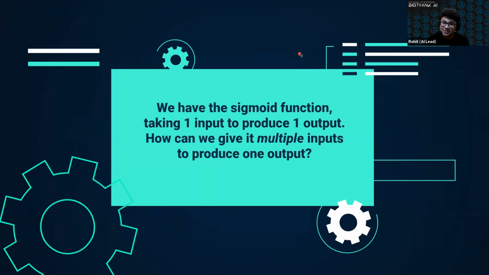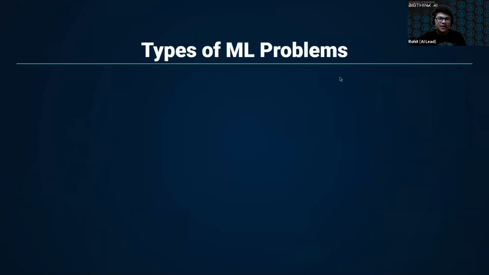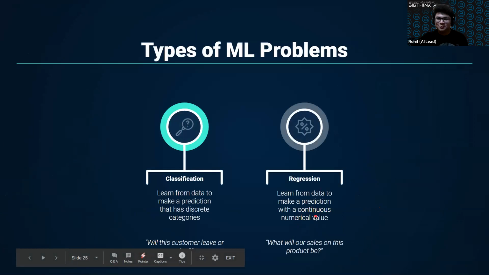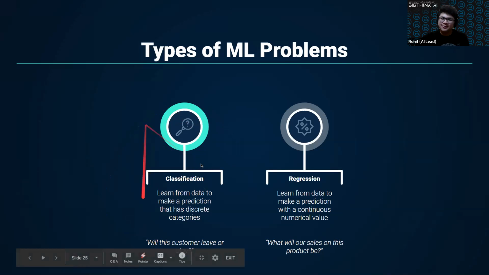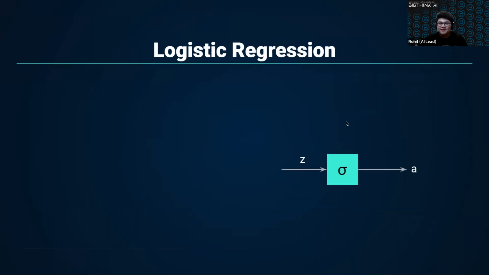We have the sigmoid function, which takes one input, the x value on the x-axis, and gives us one output. But how can we give it multiple inputs to get one output? That's logistic regression. I say logistic, not just regression, because we're not using it for regression. If you recall, regression is making a continuous prediction. We're using logistic regression for classification, which is kind of a misnomer. The most common application of log reg is to classify things into two categories. We have this part figured out, right?